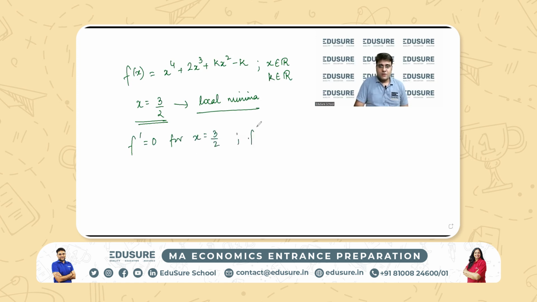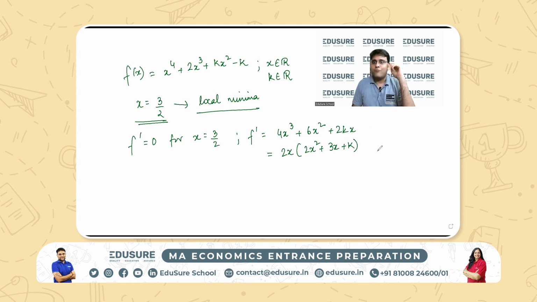So what is my f dash? f dash is basically 4x cubed plus 6x square plus 2kx. Okay, right? Now, this can be easily written as 2x common, 2x square plus 3x plus k. Right. Now, f dash has to be equal to 0 for a maximum, minima or a point of inflection. Okay. Now, x is equal to 0 is definitely one of the values for which this is equal to 0. And x is equal to 3 by 2 is also a value for which this is equal to 0.